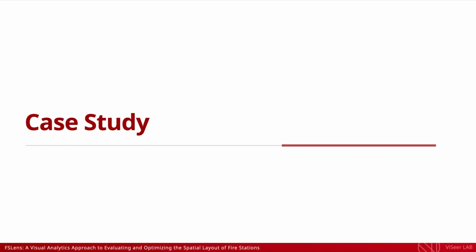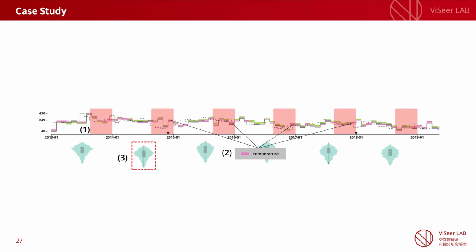Experts found some interesting cases through our system. The expert first observed a decreasing trend in the occurrence of fires between October and January each year and attributed this to the seasonal temperature changes. This is consistent with the spatial importance.